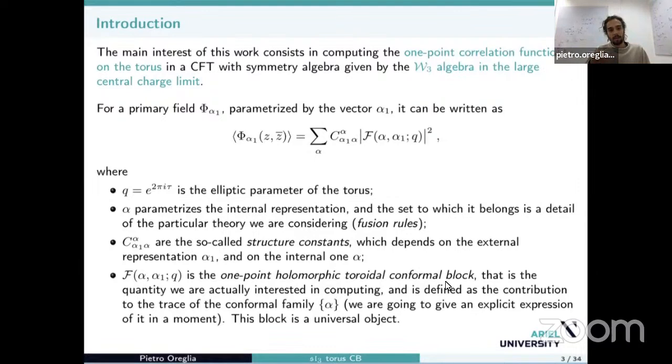And we are going to sum over this, but this alpha does not go over all the representations, only over some of them that are allowed by the so-called fusion rules. It depends on the particular theory that we are considering, it's not completely general. These C over here are the so-called structure constants. Again, they depend on this internal representation, and also the external one, the one in which we express the field here. And the last quantity, this F over here, is the one-point holomorphic conformal block, which is the quantity that we compute in this work, the real quantity, not the correlation function, but we focus on the block. This quantity depends on the internal and external representation and on the modular parameters. And in general, it's a universal object in the sense that it is given by the conformal symmetry, not the specific theory we are considering.